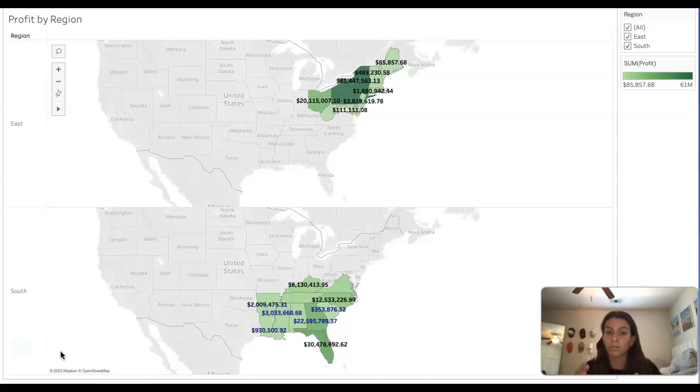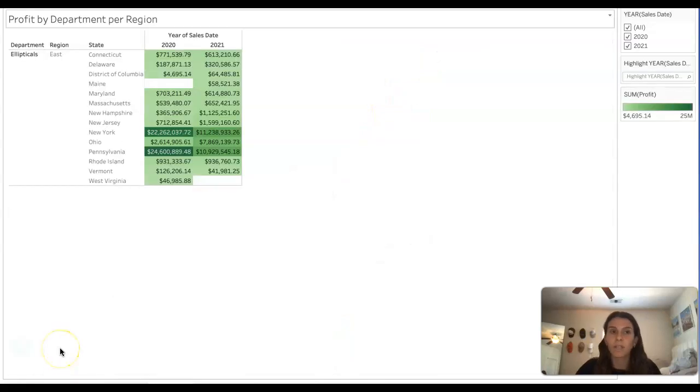The darker colors represent higher profit. So just by looking at this, I can see that the Eastern region had higher profit based off just these couple dark states up here. And then from my first slide, I noticed that the elliptical profits were higher than the rest of the departments. So I wanted to check on that as well.